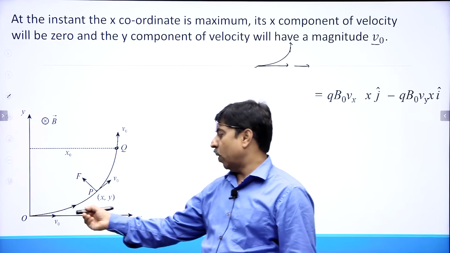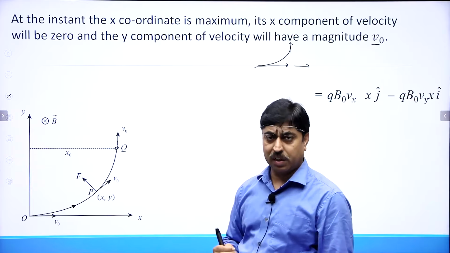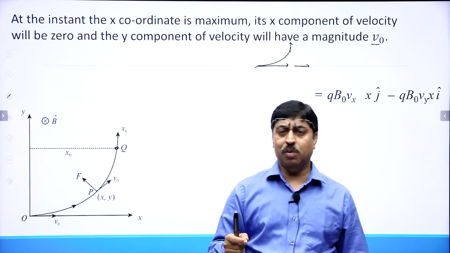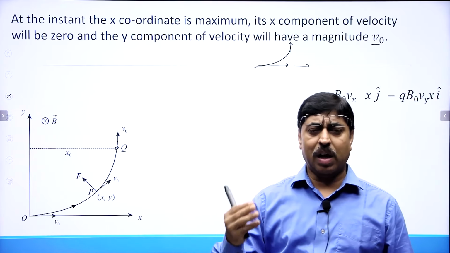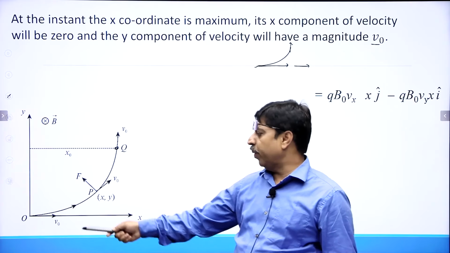Because till now, the particle was having some velocity in the x direction. So it was moving in the x direction, advancing in the x direction. But right now, Vx has become 0. So it has stopped moving in the x direction, which means the entire velocity is in the y direction. Okay, now consider some intermediate point, right?